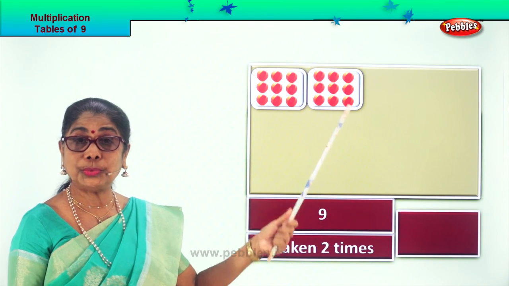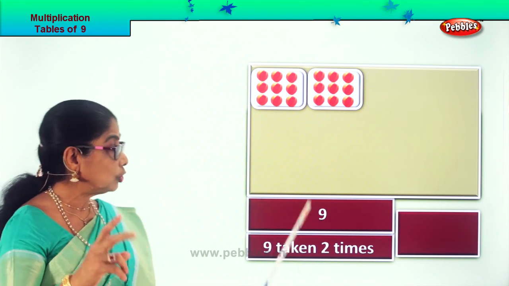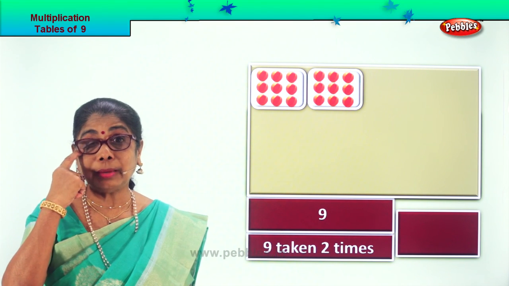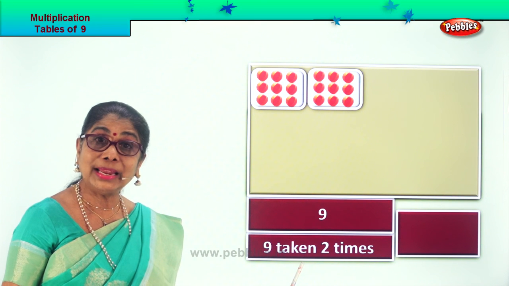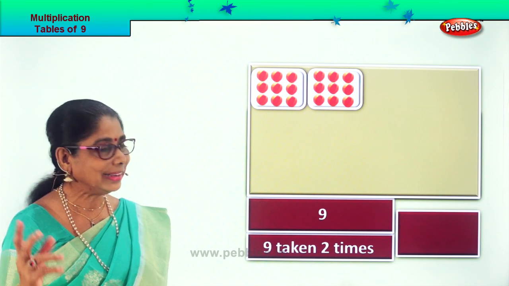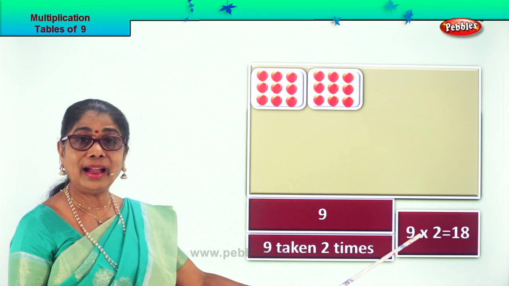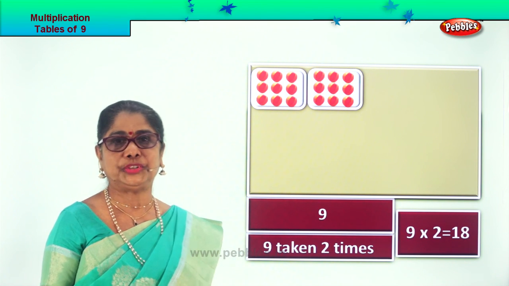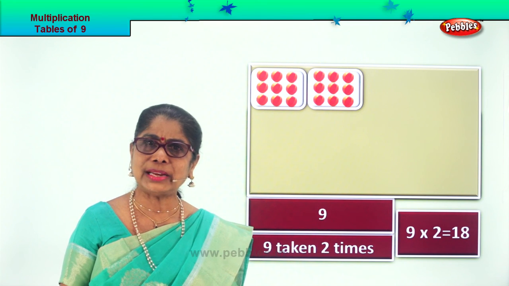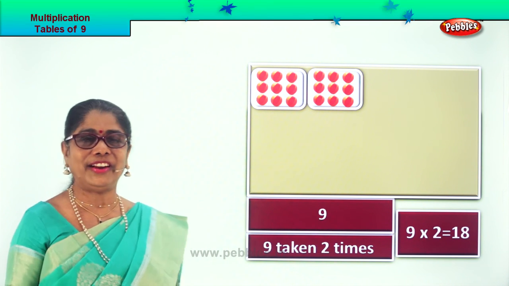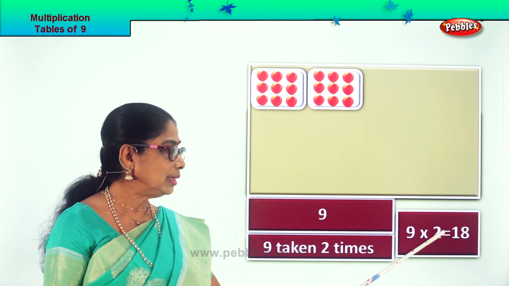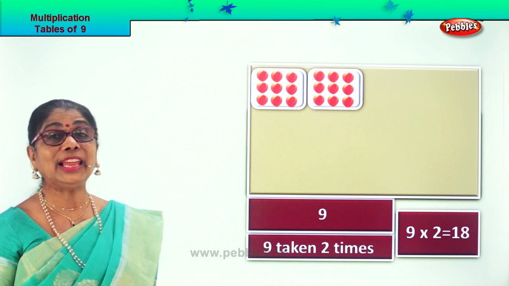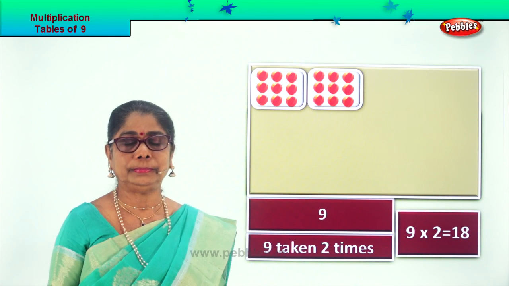Now 9 taken how many times? 1, 2. 9 taken 2 times. So we are taking 2 times 9. 9 taken 2 times. What is 2 times? 9 into 2. 9 twos are. Correct? Good. So we write here 9 into 2 or 9 twos are equal to 18. What is 9 twos are? 18. Very good. 9 into 2 is equal to 18.